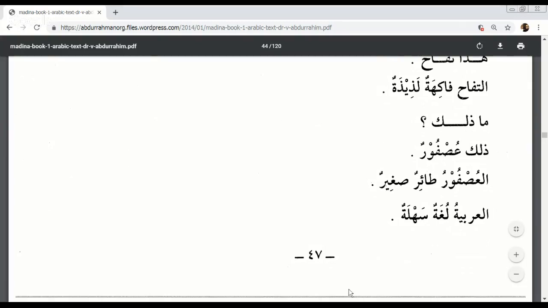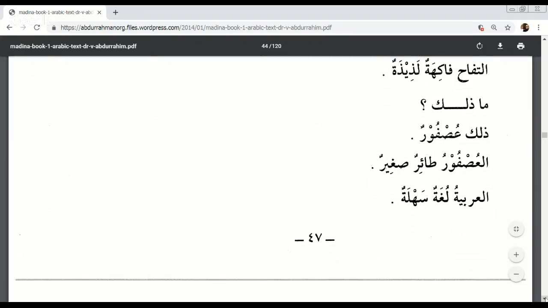ذلك عصفور. Repeat that, please. ذلك عصفور. Good. Dhalika usfurun. Usfurun is a sparrow. A sparrow. That is a sparrow. Good, exactly. And go ahead, Aisha.